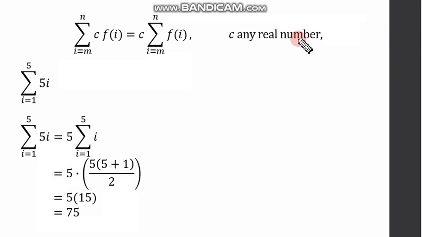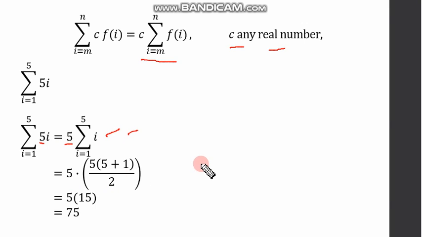Another property is the summation of c times f of i from i equals m to n, which is equal to c times the summation of f of i from i equals m to n, where c is any real number. Okay, so let's start. The summation of 5i from i equals 1 to 5. Let's apply this. So we separate the constant. Here, 5 times the summation of i from i equals 1 to 5.